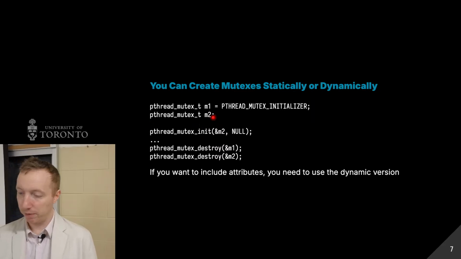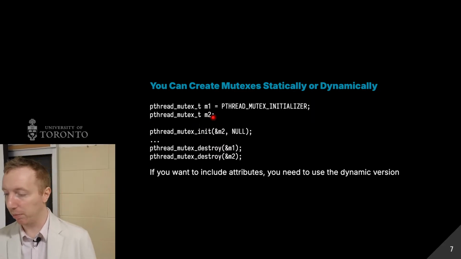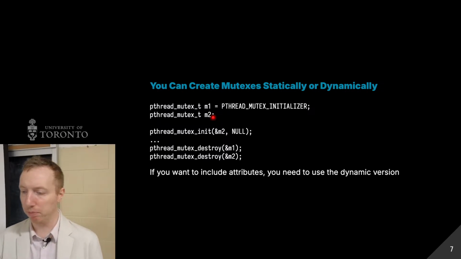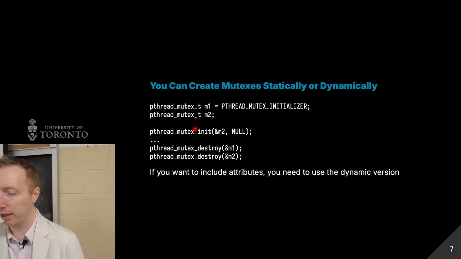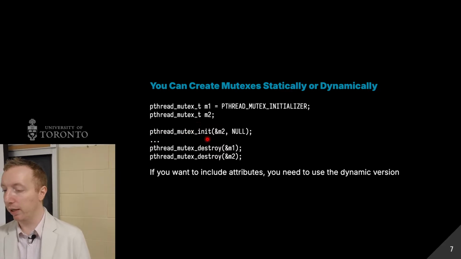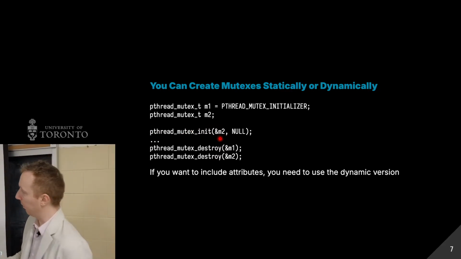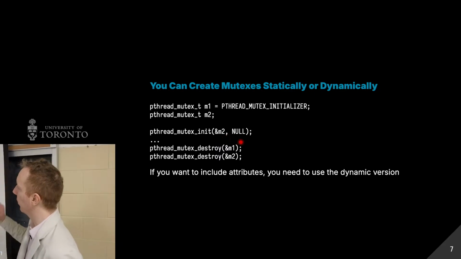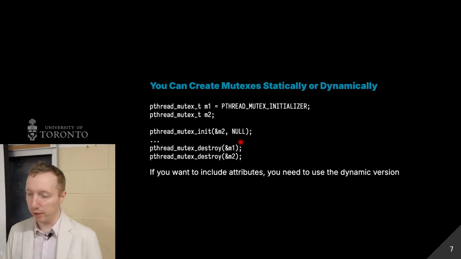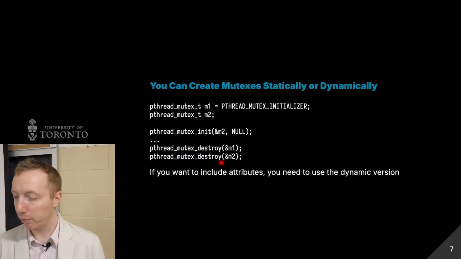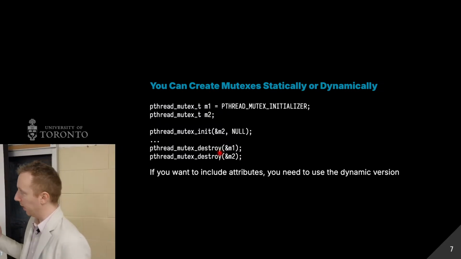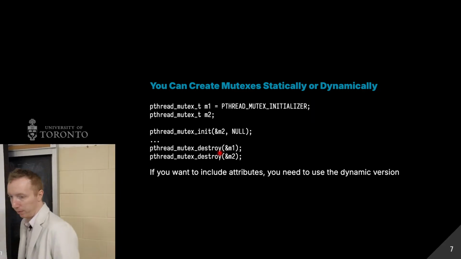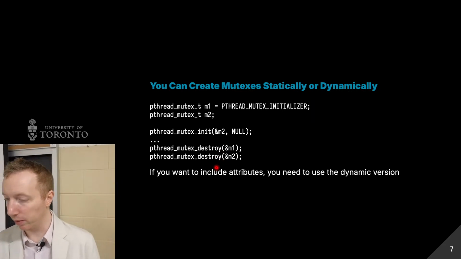If you have some pthread mutex M2 that you declare on the main stack or through malloc, then you have to call pthread init on it, giving it the address of the thing to initialize. It has a bunch of attributes, but for this course we'll just set it to null and get all the default mutexes. Init is like malloc, and destroy is like free, so you have to destroy it once you're done with it.